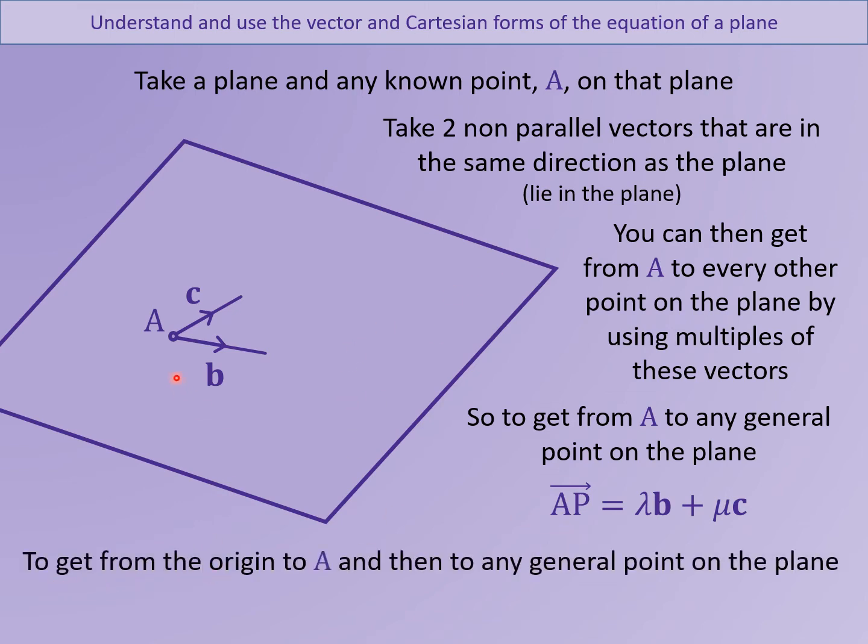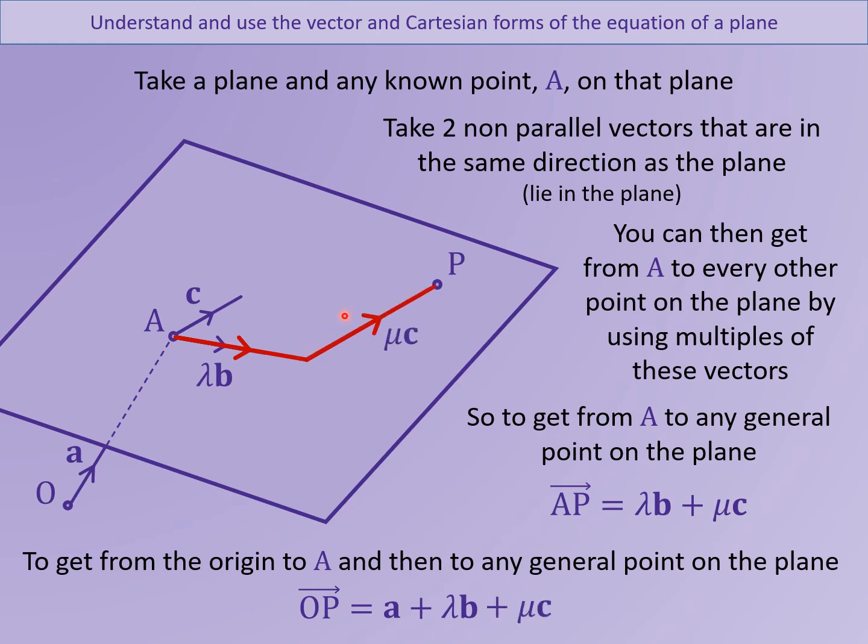I also know how to get to A. Now to get to A, from the very starting origin point, I can go from O to A. So to get from O to P, I would go from O to A, plus I would go a certain amount across on my B, plus a certain amount across on my C. Now that is starting to form a general equation of a plane because it refers to any point on the plane. Any point on the plane, O to P, is better written as the R vector.